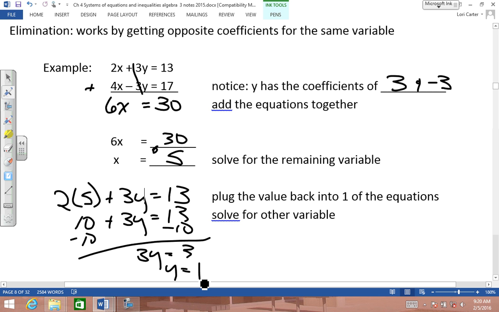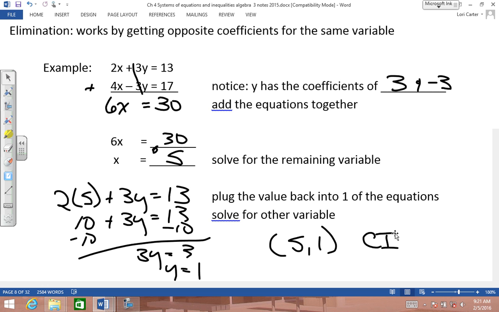We're not done. Your answer is 5, 1, making it what kind of lines? Consistent, independent. CI. Close. You got the right answer. All right. What if it came out to 4 equals 4? What kind of lines? No. 4 equals 4 is always true. Consistent, dependent, infinite solutions. If it was 4 equals 3, those are parallel or inconsistent, no solutions.